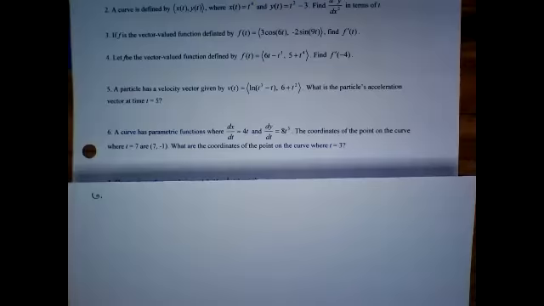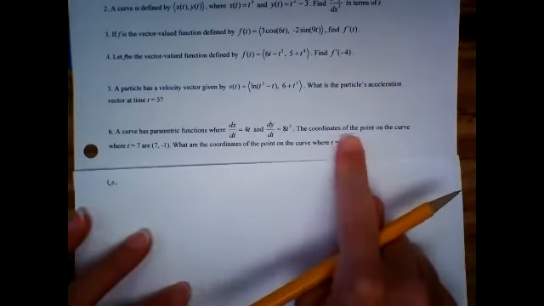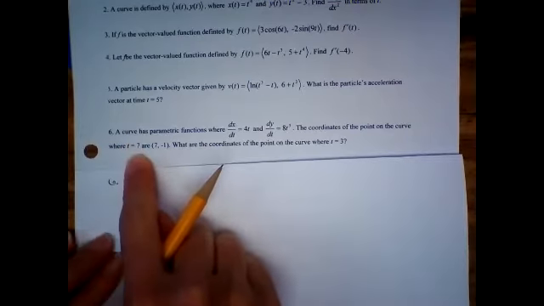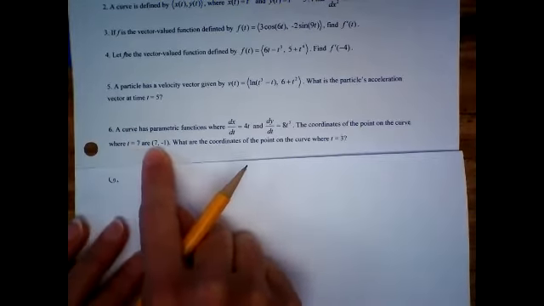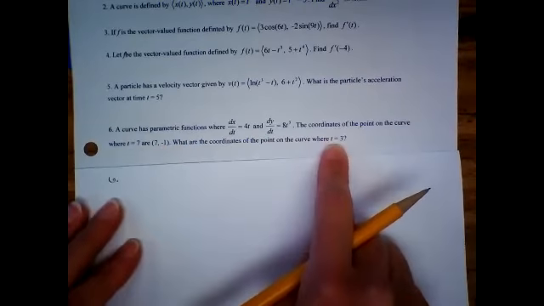So for number 6, a curve has these parametric functions, and the coordinates of the point at time 7. So be careful, it's not starting at time 0. You can start at whatever time you want. We're starting at time 7. T equals 7 is this coordinates. That's our initial condition. What are the coordinates at t equals 3?